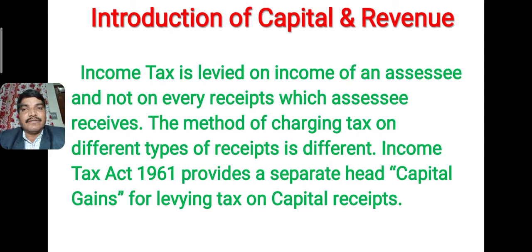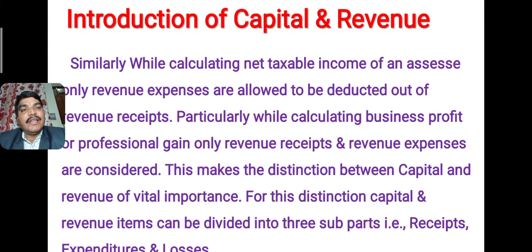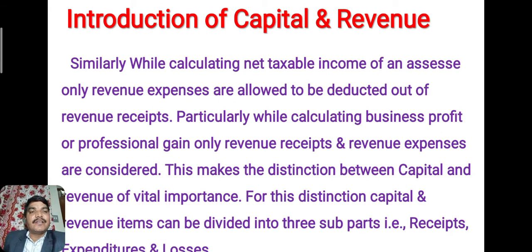The Income Tax Act 1961 provides a separate head, capital gains, for levying tax on capital receipts, so that whatever the receipts, losses or expenditures from capital are calculated separately under capital gains. And income tax is levied on the net taxable income of an assessee. Only revenue expenses are allowed to be deducted from the revenue receipts. Particularly while calculating profits and gains from business and profession, only revenue receipts and revenue expenses are to be considered. This makes the distinction between capital and revenue play a very important role.